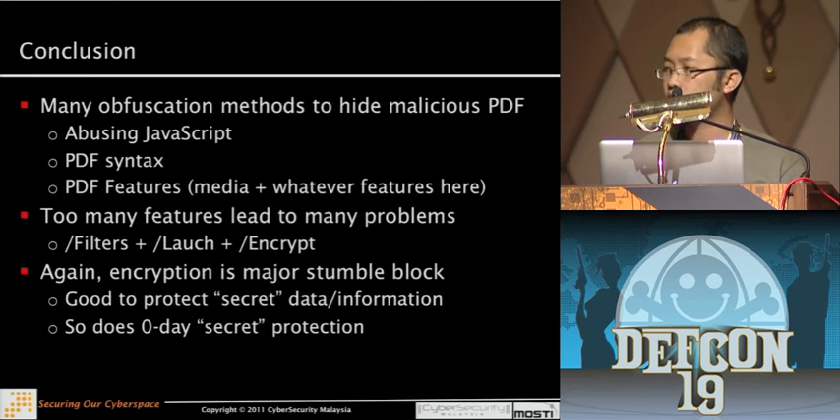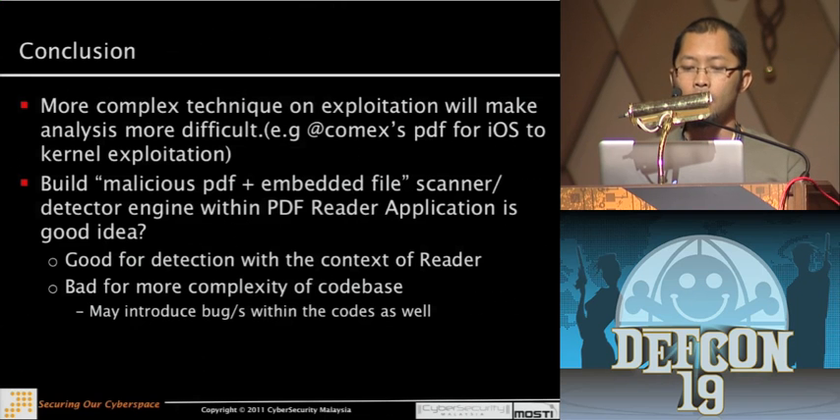And you also have /Encrypt, which I just showed in a demo. Encryption is a major stumbling block. It is good to protect your secret data, and so it is for 0-day protection as well. You can protect a 0-day within this encrypt function. More complex exploitation techniques will make analysis more difficult, I think. For example, Comex's PDF from iOS leading to kernel exploitation. Of course, there is a kernel bug as well in this, right?